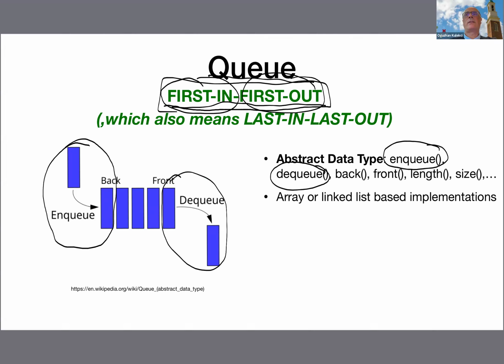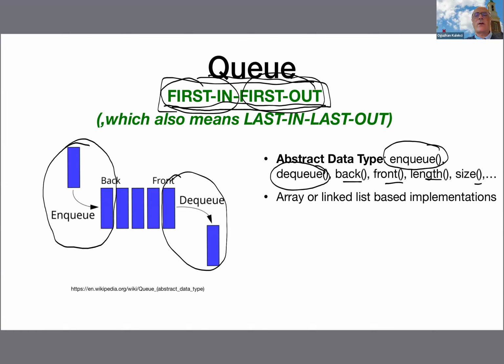So like the push and pop operations with the stack, we have the corresponding enqueue and dequeue operations in the queue. Similarly, you might be curious about who is at the back, who is at the front, the length and the size, capacity, and the number of items in the queue. So those are the other functions, properties you should support in your implementation.